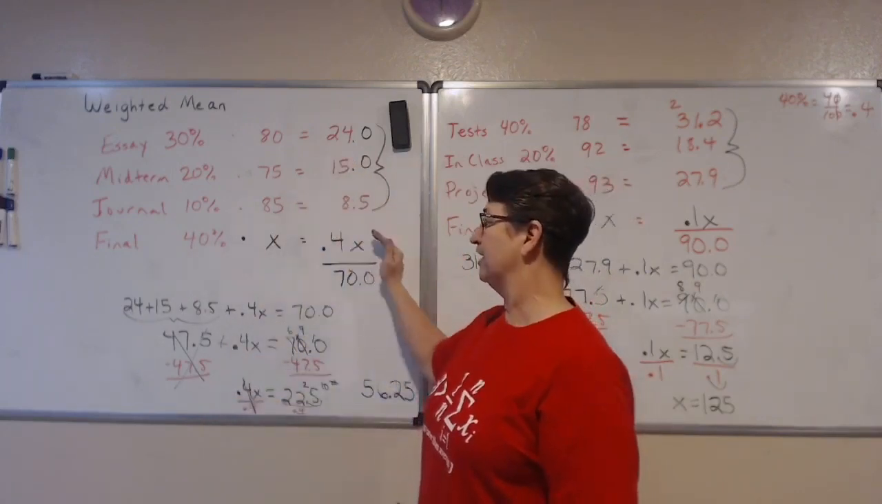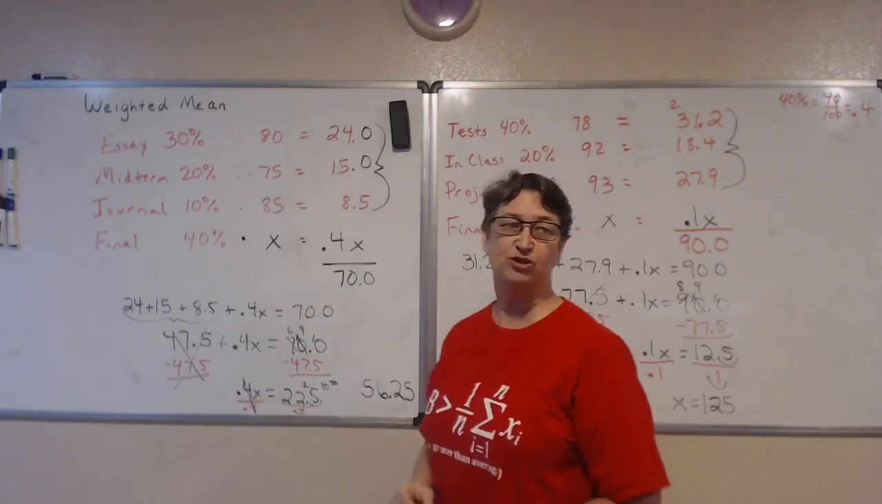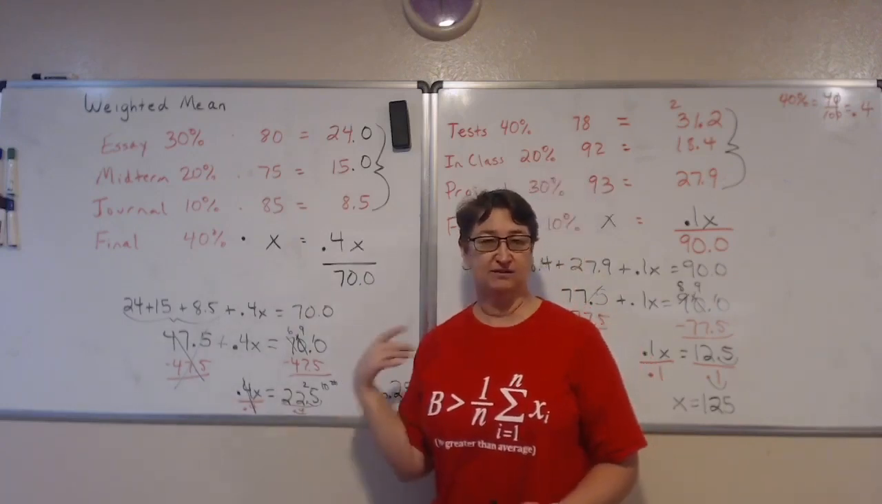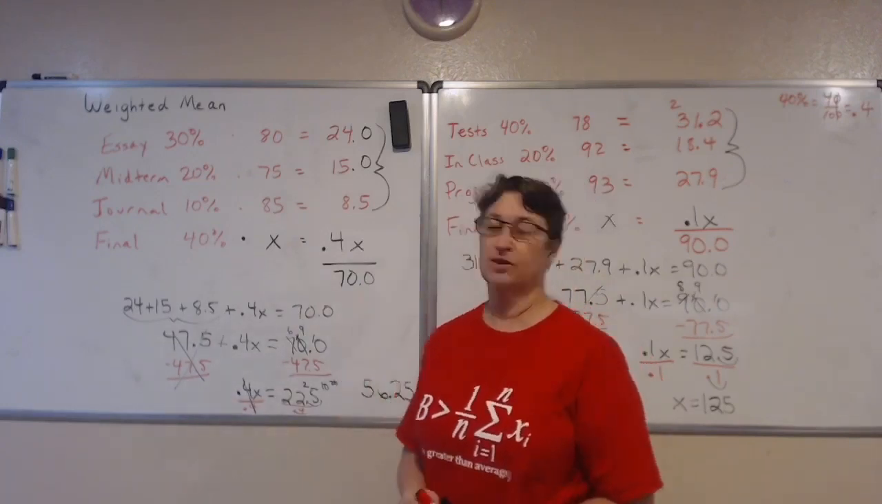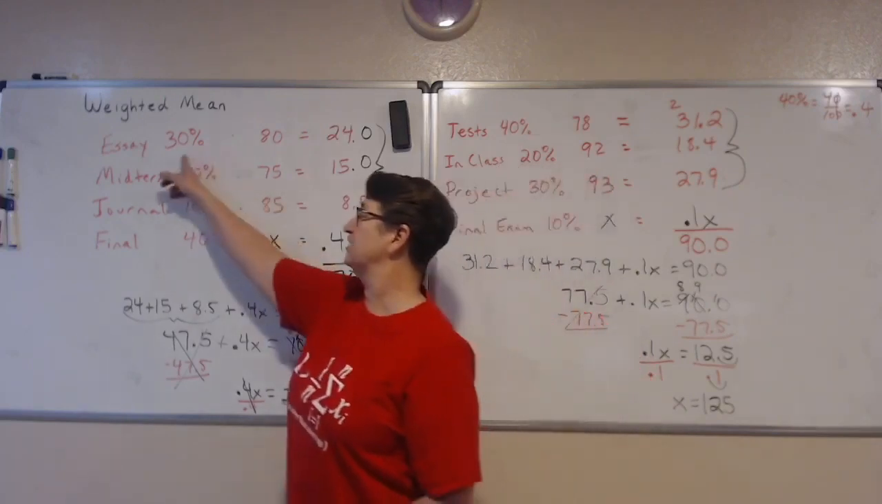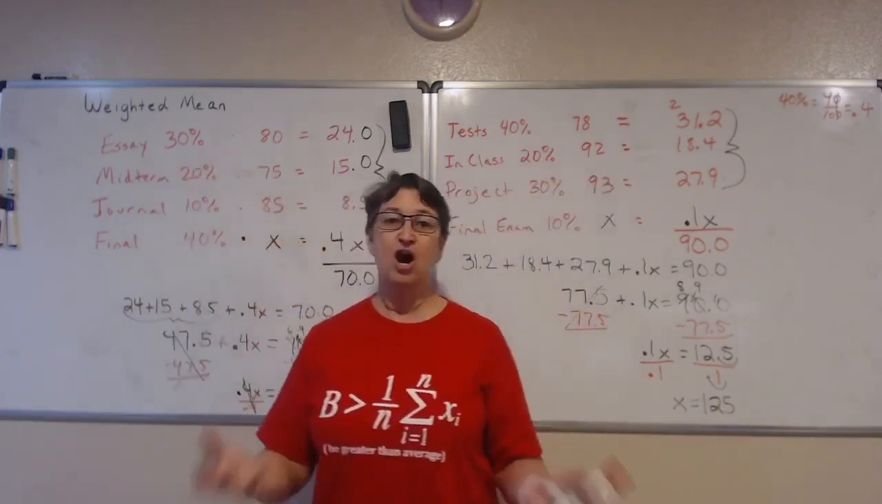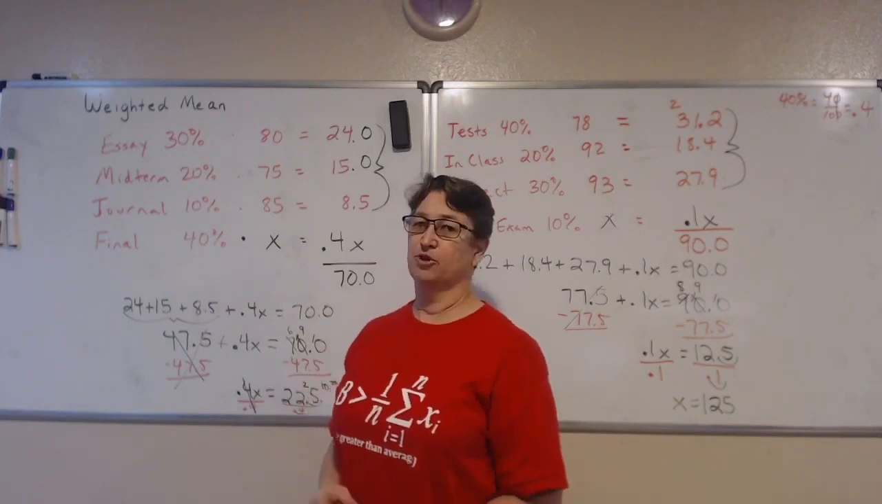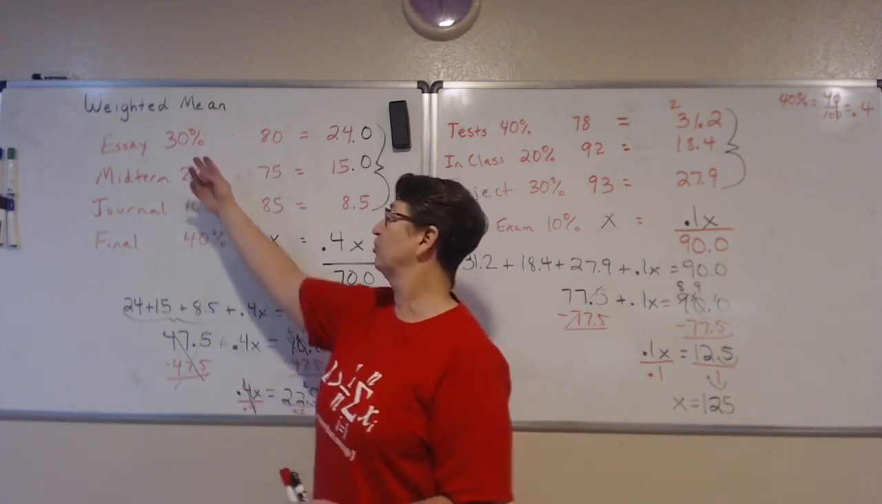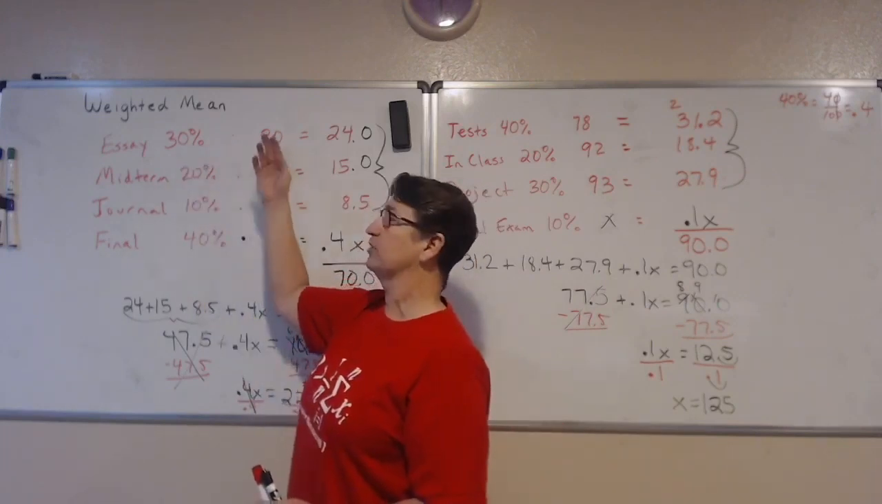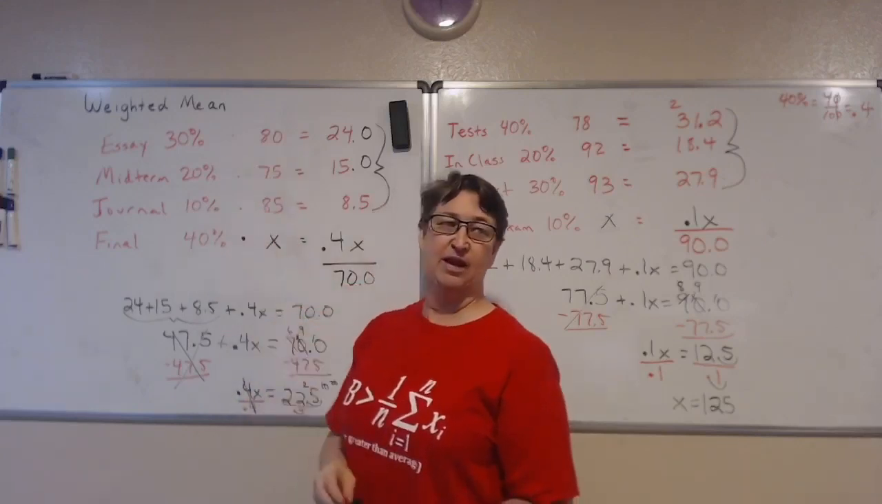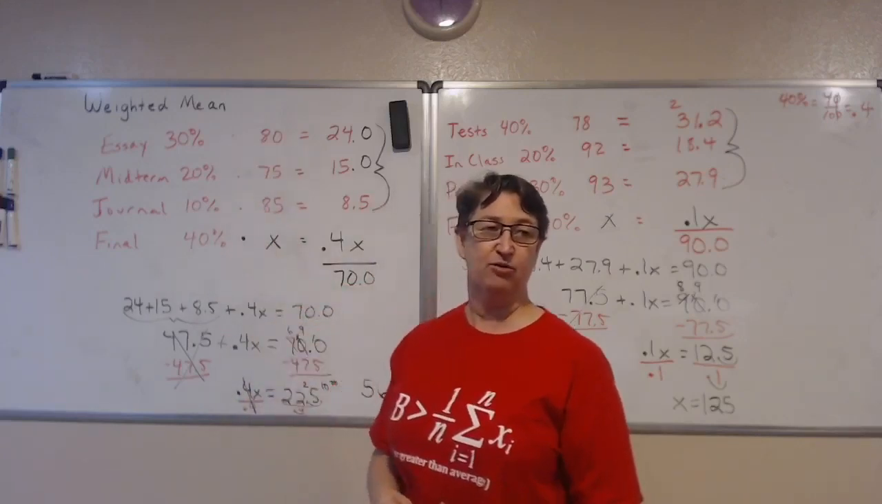And at the end of the semester, if you want to find out what you need to make on the final exam, that's exactly how you go about doing it. And just remember that this percent just means that it's out of 100. If we weighted each one of them, this one would be 30. That grade would count 30 times. And in the end, I'd have 100 of those.